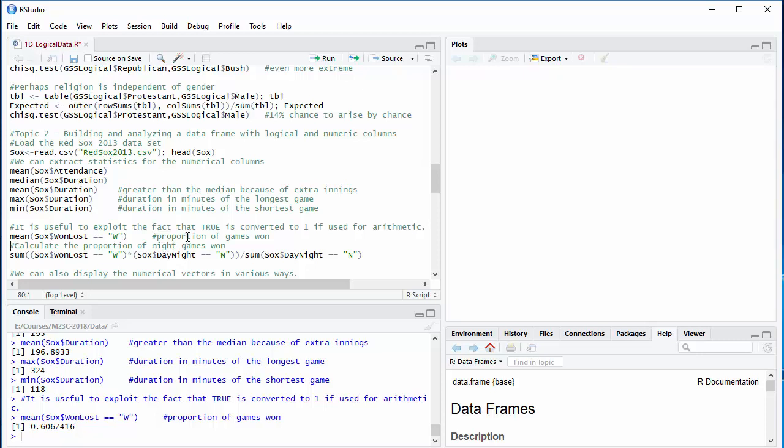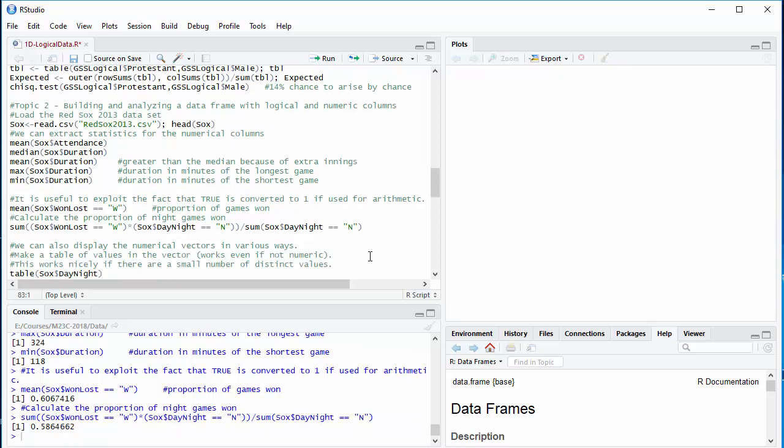What proportion of the night games did they win? Well, I can answer that question easily enough. I take an expression that's 1 if the Sox won the game, multiply it by an expression that has the value 1 if it was a night game, divide the sum of all those products by the number of night games, and presto, I see that the Red Sox won only 58.6% of their night games.